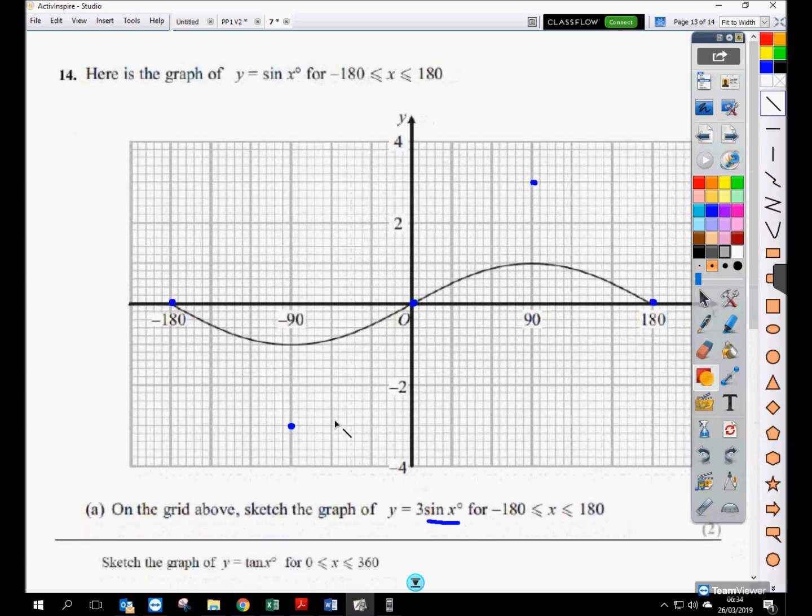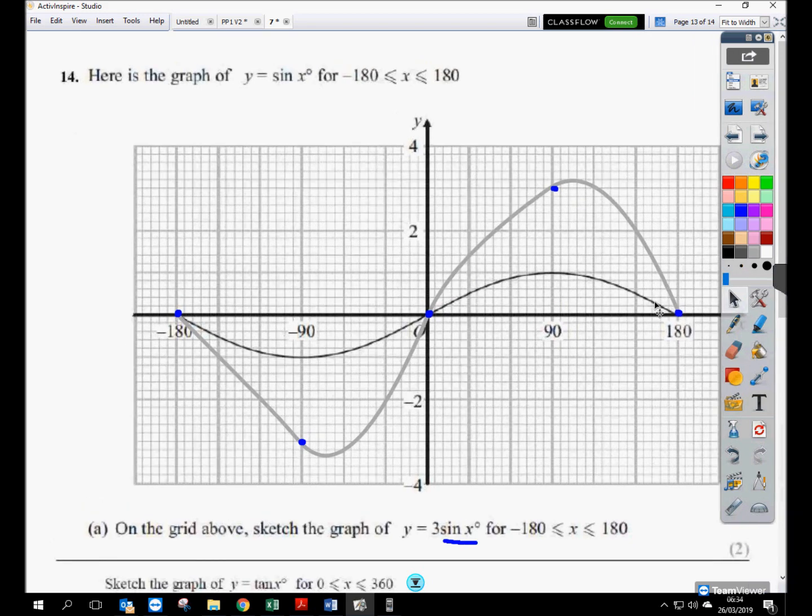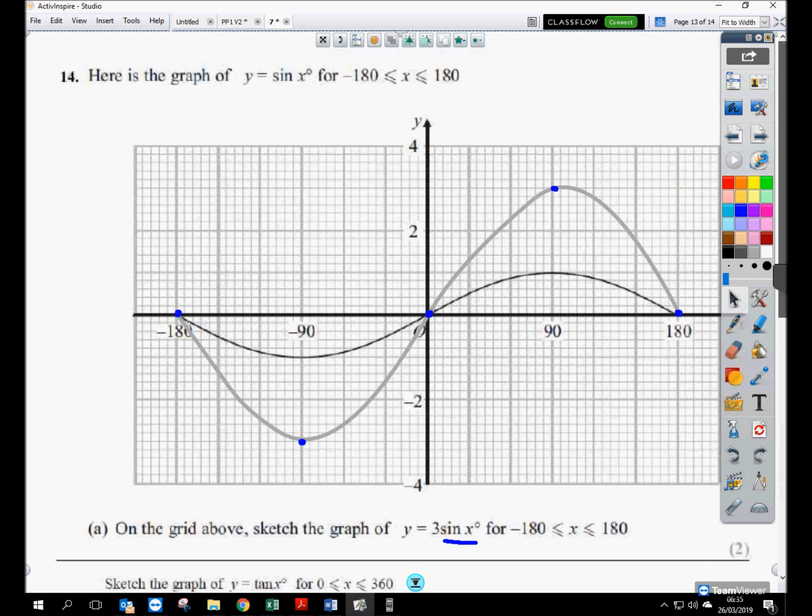Let's draw the curve now. It's anchored at the point on the x-axis. Then you need to draw a nice, smooth curve. Something like that's okay. It's supposed to have its peak here, actually. That's all right. Something like that.